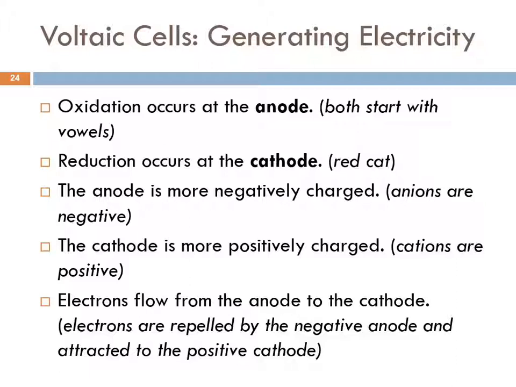So we've got these terms, and we have to keep them straight. We've got oxidation, we've got reduction, we've got electrons moving around, we've got anodes and cathodes.